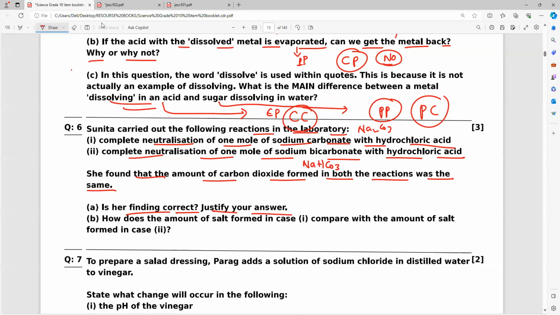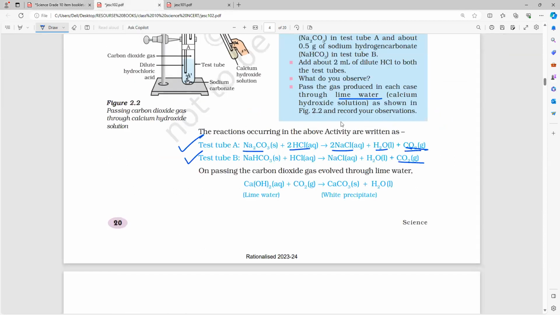Justify your answer. I think the same question came in chapter number 1 also, or chapter number 4. Somewhere it came, same number of moles. I remember we have solved it. So her finding is correct. Justify your answer. Check it, everybody. Sodium carbonate and sodium bicarbonate, whatever it is, the number of moles of carbon dioxide, how many moles? Everybody verified? 1 and 1. So same number of moles.